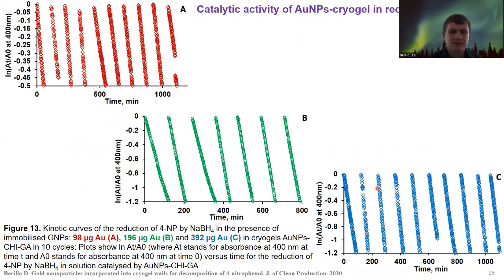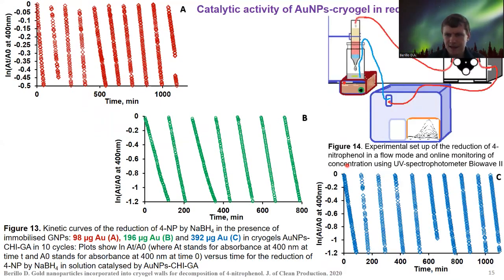And then we did the experiment with a different concentration of gold nanoparticles in the system for reduction of nitrophenol. And as one can see, we observe the same angle after a number of cycles of reduction, which indicates the stability of the catalytic system and also high performance. And this is the schematic experimental setup. So we run the spectra of the reaction mixture in a flow state every 1 minute.